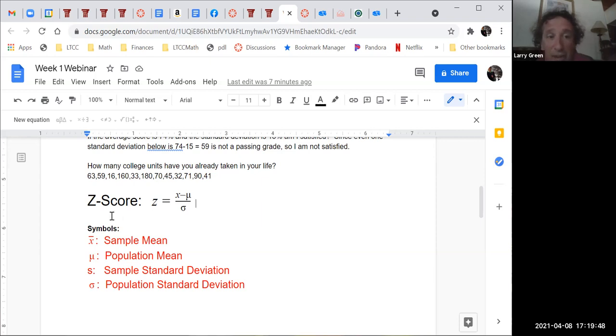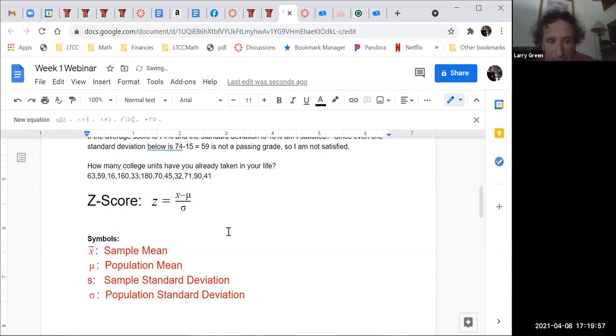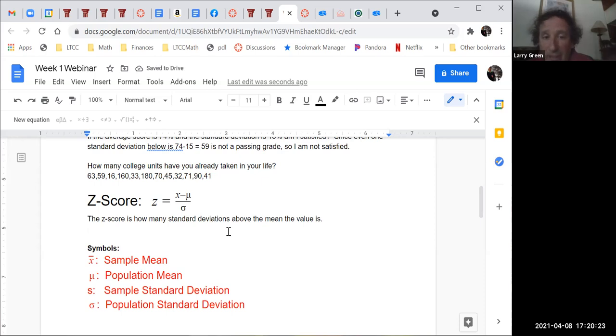Oh, the definition of z-score is right here. Z equals x minus mu over sigma. That's the definition of z-score. In words, it's how many standard deviations above the mean the value is. Okay, hopefully that answers your question. So the definition is a formula, but the idea is what's below it.